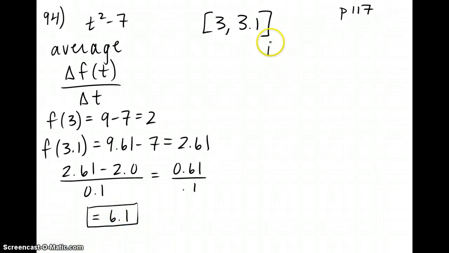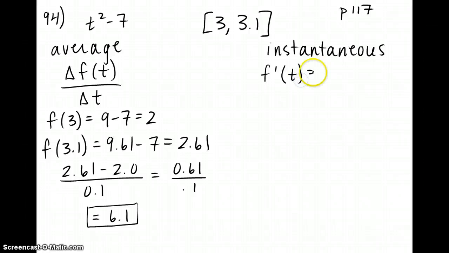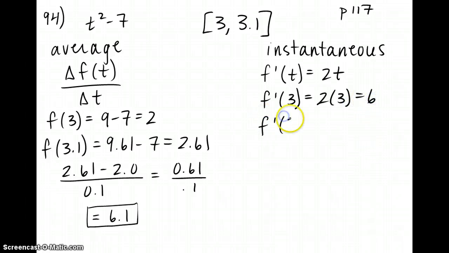Okay, so now the instantaneous rate of change is the derivative. The derivative of the function is 2t, and it says compare it to the instantaneous rate of change at the endpoints. So f prime of 3 would give me 6. f prime of 3.1 would give us 6.2, just doubling that. So the average is right in between the instantaneous rates of change at the endpoints.